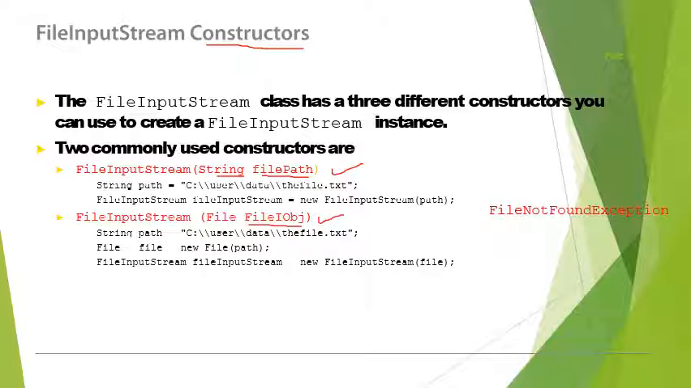So we can see the difference. Here we give the path as a string, and we can directly give it as a path. But here, the string path is given and it is created as a file object. That object is passed into this FileInputStream. These are some constructors used in FileInputStream.